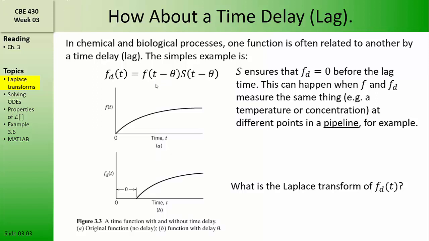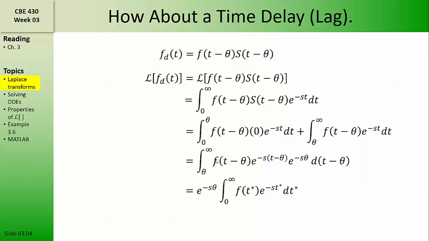If we know what f is, and we know that f is related to f sub d, the delayed version of f, by this expression, then we can find the Laplace transform of f sub d, the delayed function. To do that, we put f sub d into the definition of the Laplace transform. Then we integrate this in two parts.